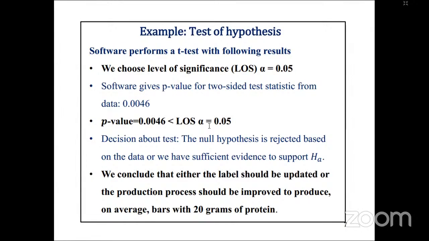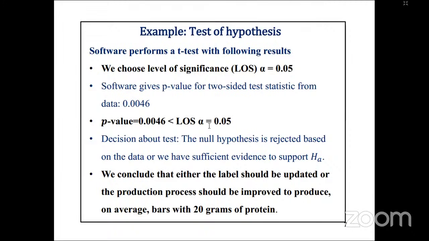Now what is to be done with this p-value? So here the p-value is to be compared with the level of significance that we have decided. So the p-value is less than the level of significance. So here what decision will we be taking based on the data? The null hypothesis is rejected based on the data. What it means exactly? That we have sufficient evidence to support the alternative hypothesis.